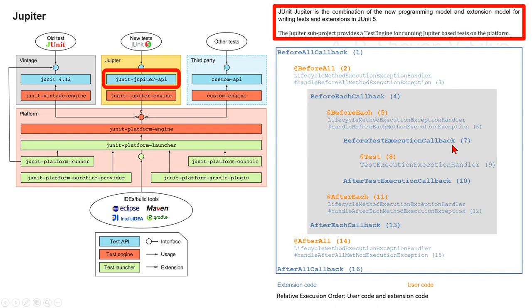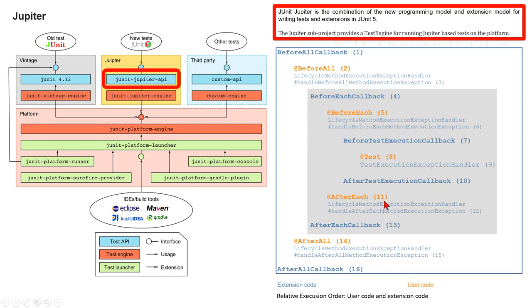Seven, interface org.junit.jupiter.api.extension.BeforeTestExecutionCallback. Extension code executed immediately before a test is executed. Eight, annotation org.junit.jupiter.api.Test. User code of the actual test method. Nine, interface org.junit.jupiter.api.extension.TestExecutionExceptionHandler. Extension code for handling exceptions thrown during a test. Ten, interface org.junit.jupiter.api.extension.AfterTestExecutionCallback. Extension code executed immediately after a test execution and its corresponding exception handlers.